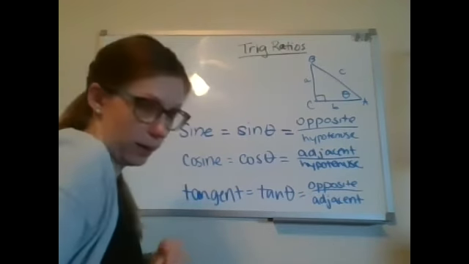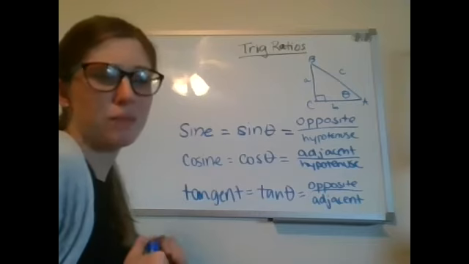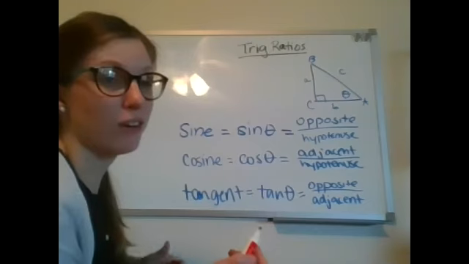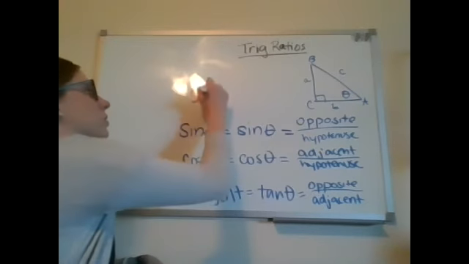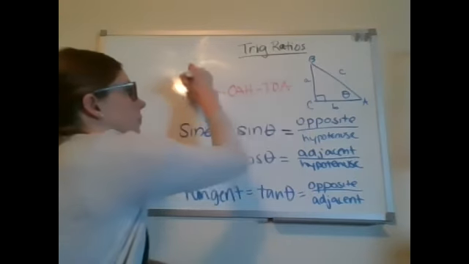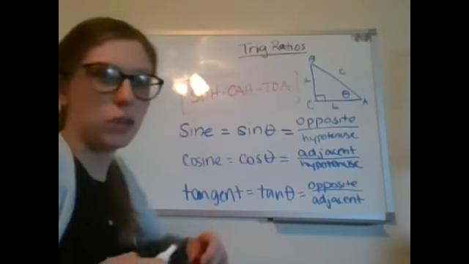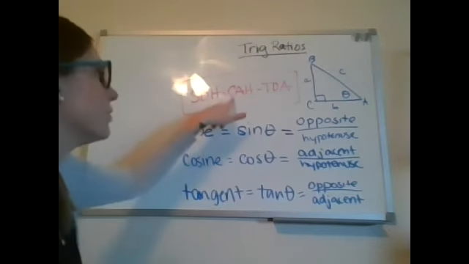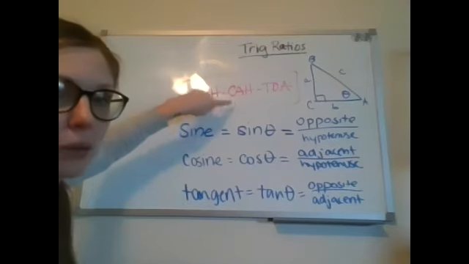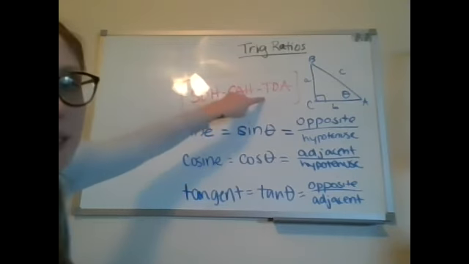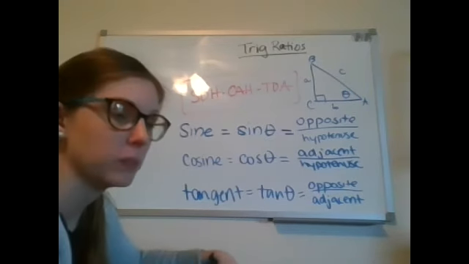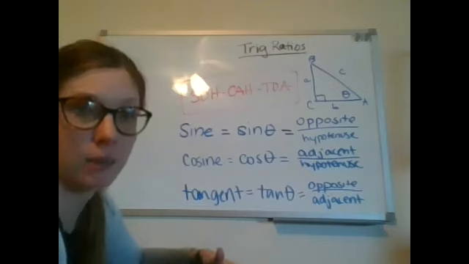Now, you're probably like, Andrea, what in the world? How do you ever expect me to remember all of this stuff? Easy. I'm sure you've heard this before. This is where SOHCAHTOA comes in. SOHCAHTOA stands for sine is opposite over hypotenuse, cosine is adjacent over hypotenuse, and tangent is opposite over adjacent. So just a little mnemonic to help you keep things straight.